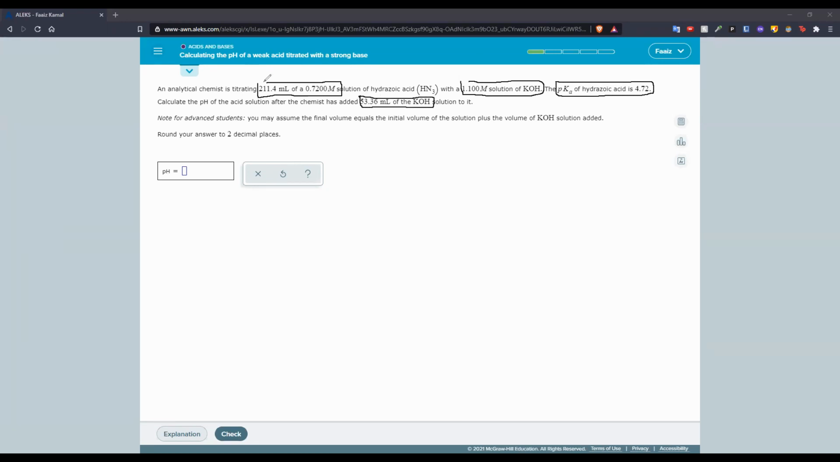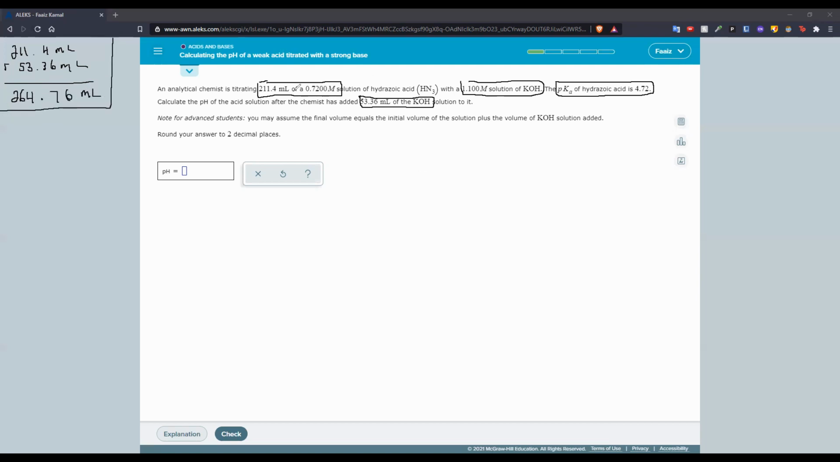Again, first thing I like to do off to the side is find my total milliliters of solution, because we need to use that again. So off to the side here, 211.4 plus 53.36, and you get 264.76 milliliters, and you just keep that there.